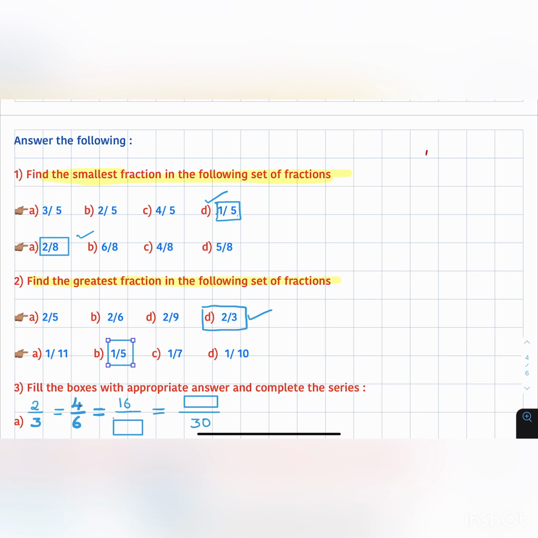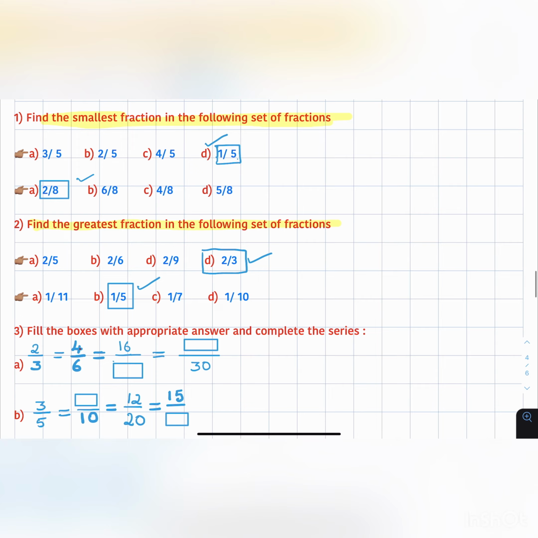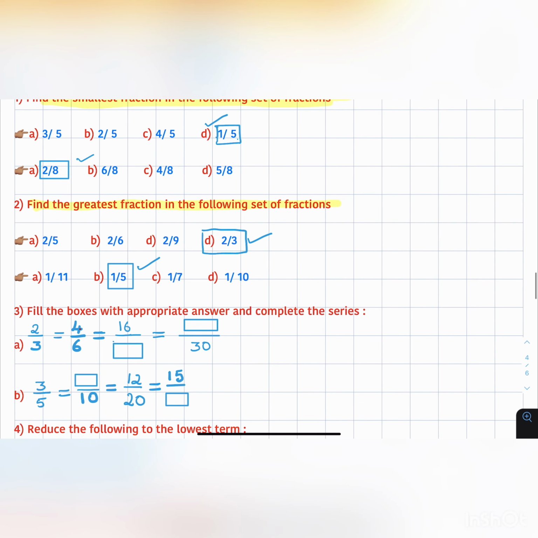So this is the greatest fraction. Answer B. Next one, fill in the blanks, fill the boxes with appropriate answer and complete the series. So first one, 2 by 3, 4 by 6. Yeah, we know that they are equivalent fractions, right? And first one is multiplied with 2 here to get 4, and here 2 to get 6.